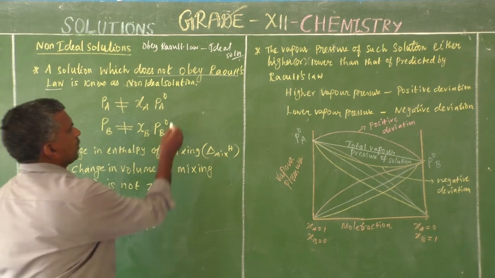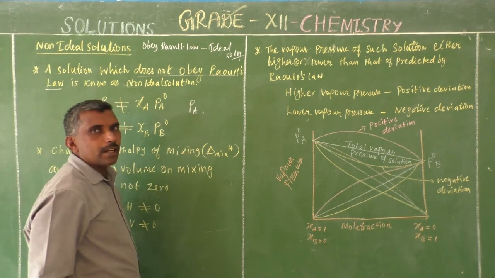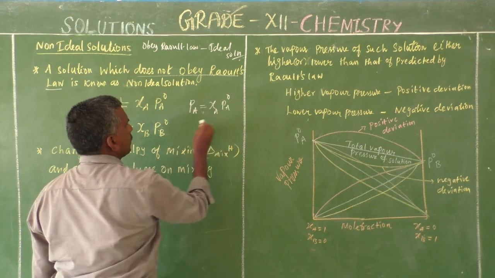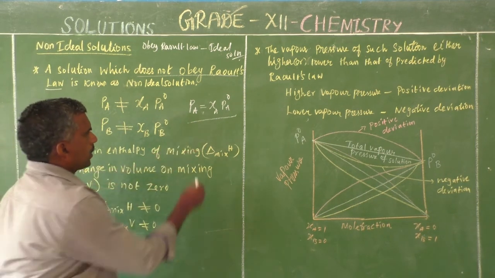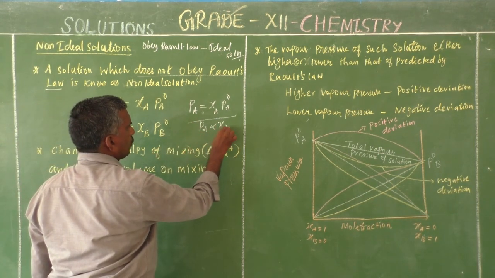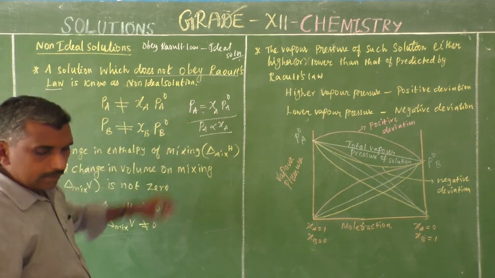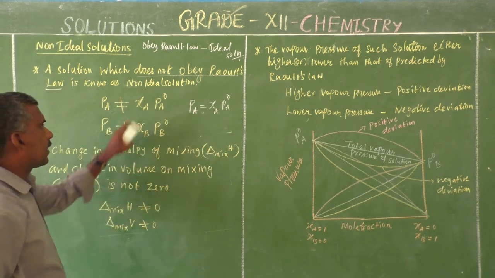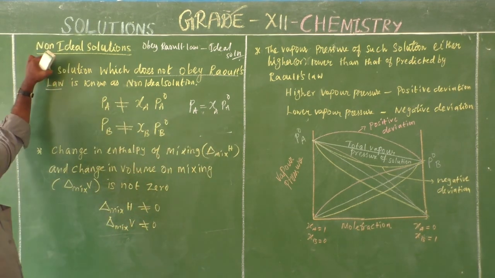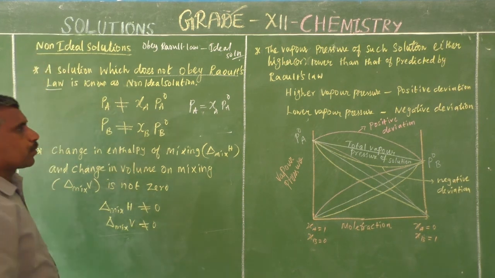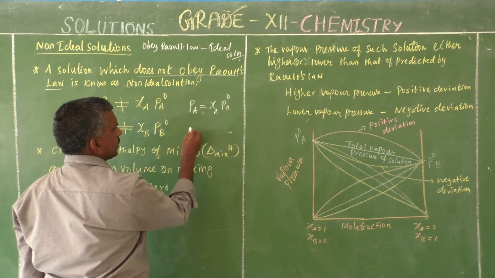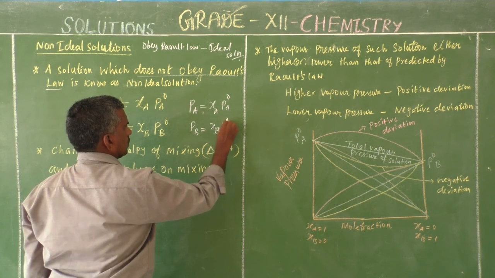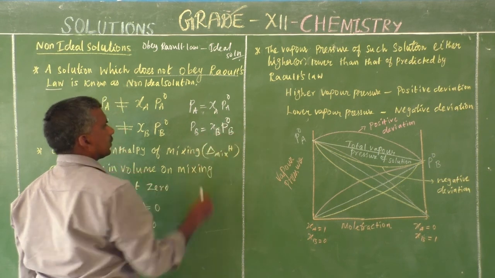So what is the formula of Raoult's law? The partial pressure of component A in solution equals the mole fraction of A times the pure component pressure. That is, the pressure of component A is directly proportional to the mole fraction. This is Raoult's law. A solution that does not obey this law is known as a non-ideal solution. If two components are present, Raoult's law applies to component A and to component B.